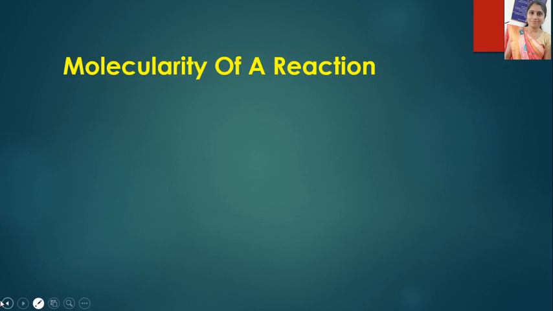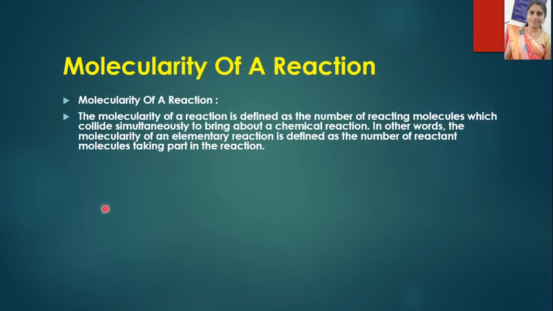So the next point is the molecularity of a reaction. What is the molecularity? Molecularity is the number of reacting molecules that collide simultaneously to bring about the chemical reaction. So for any reaction to happen, the number of reactant molecules colliding simultaneously is called the molecularity of that reaction. In other words, we can say that the molecularity of an elementary reaction is the number of reactant molecules taking part in the reaction.